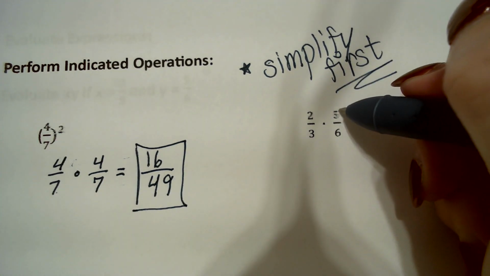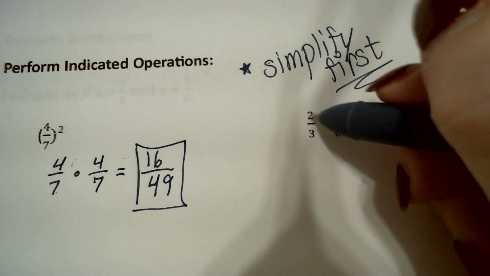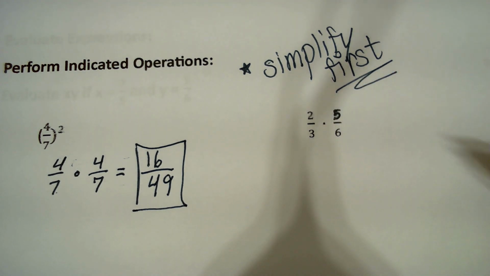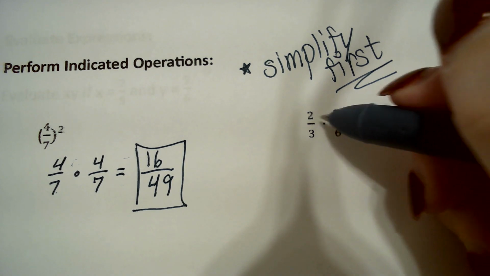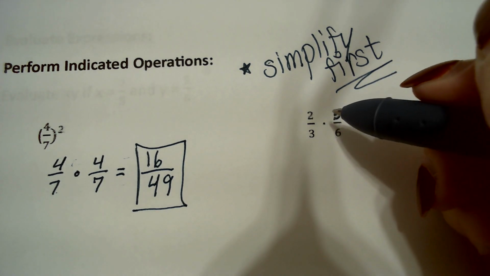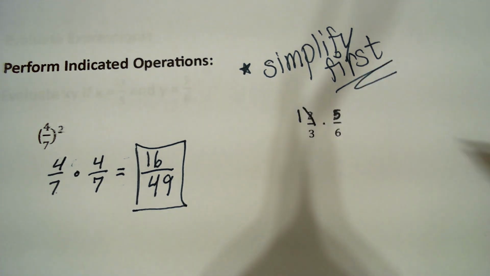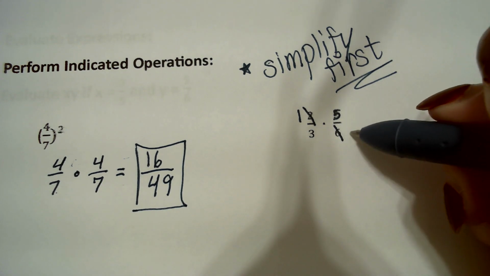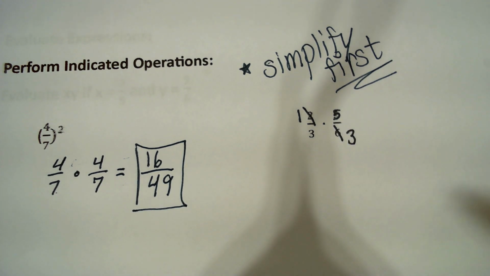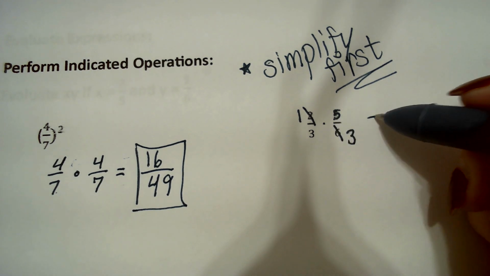2 over 3 times 5 over 6. Here we're going to look at our diagonals to see if we can simplify. 2 and 6 do have a common factor. They can both be divided by 2. So 2 divided by 2 is 1. 6 divided by 2 is 3. Now, if I look at my other diagonal, 5 and 3, those cannot be simplified.